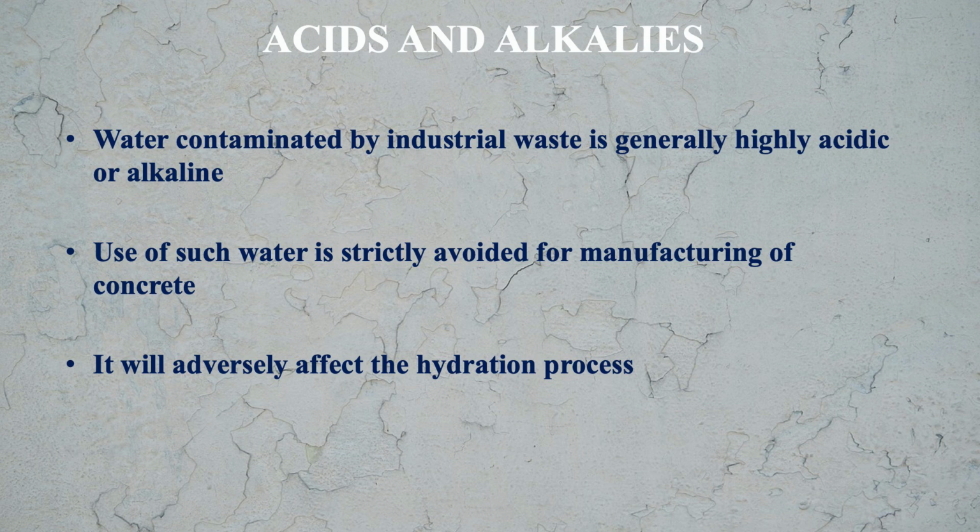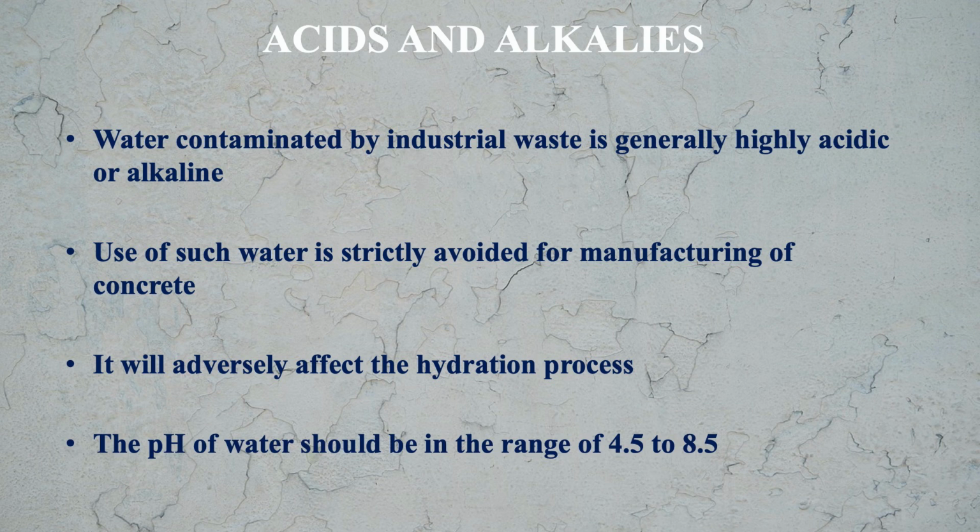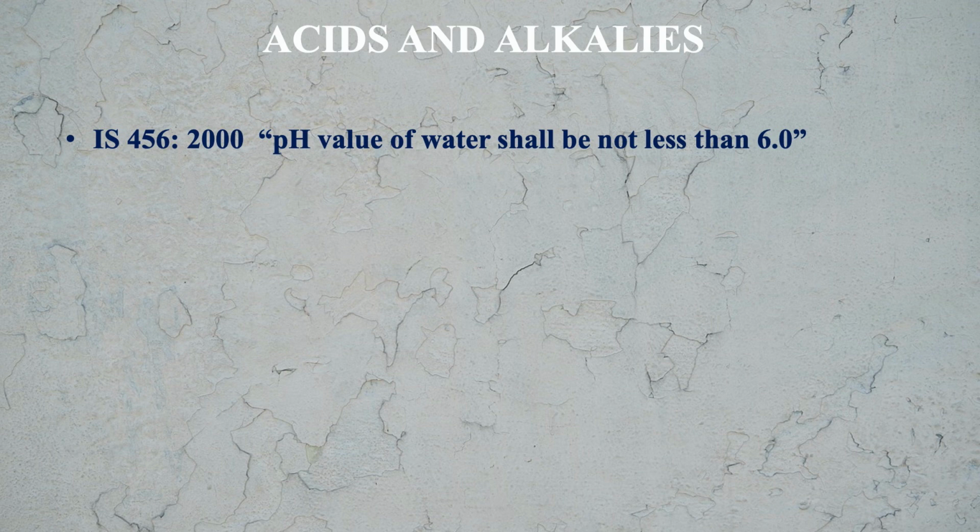Means the water contaminated by industrial waste should not be used for making concrete at all. It will adversely affect the hydration process. The pH of water should be in the range of 4.5 to 8.5. Generally, as a thumb rule, it is preferred to have pH value more than 6. So this is the effect of acids and alkalis and what should be the range of pH of water. Now let us see the presence of algae in water.